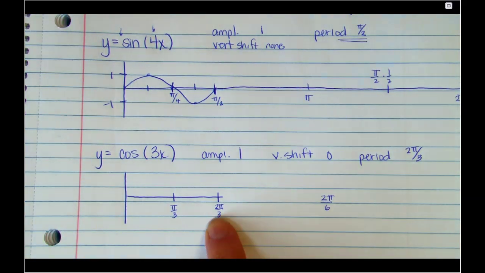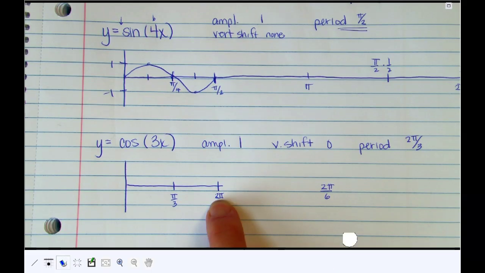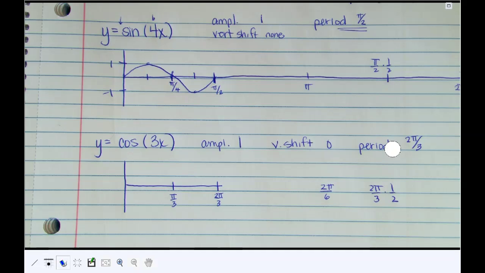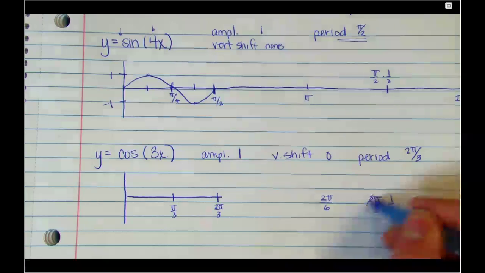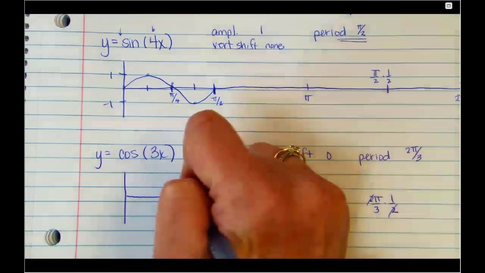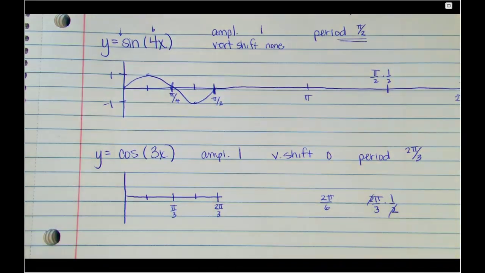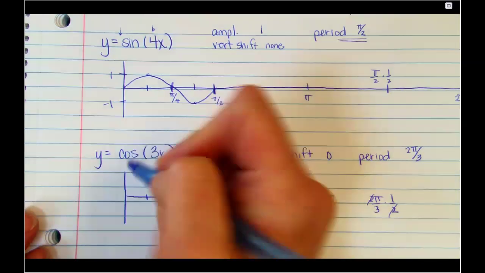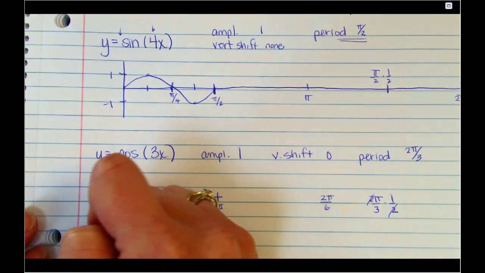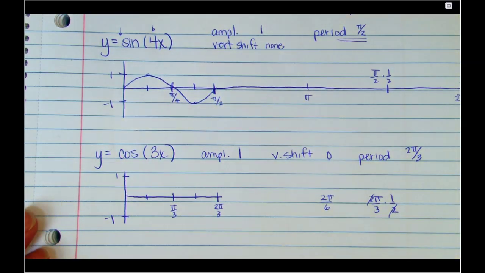Here's another way to think about it. If this is 2 pi over 3 and you cut that in half, 2 pi cut in half is 1 pi. If you want to see the math, it's 2 pi over 3 times 1/2. The 2's cancel. Amplitude is 1. Again, the hardest thing is remembering that you're graphing cosine and not sine.